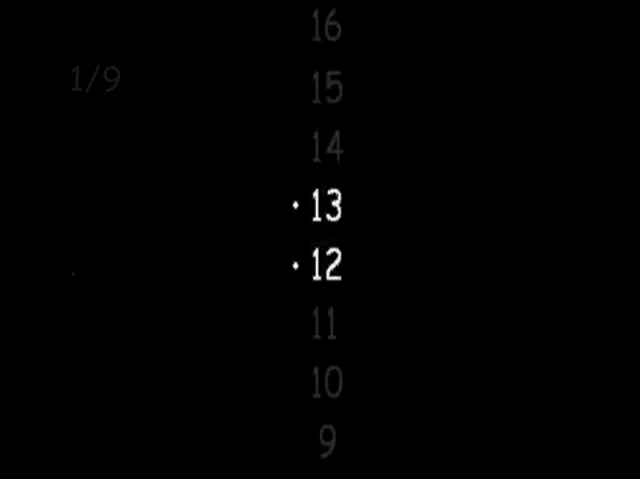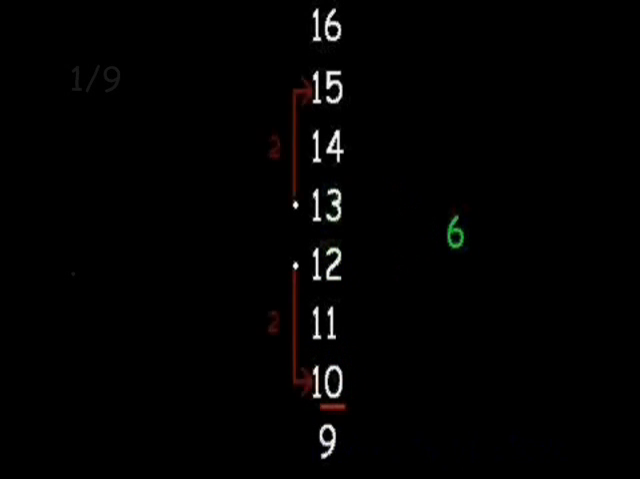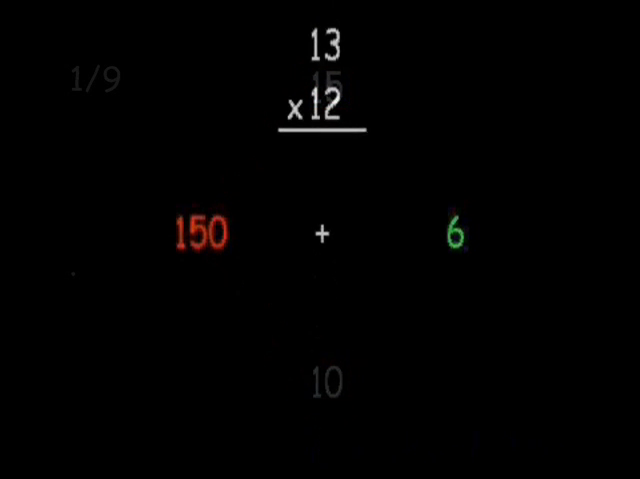First, picture your numbers on a number line. Picture how far away each number is from the closest 0 and multiply these together. So your green number is 6. You'll combine this with your red number, which you get by stepping out until that closest 0. So instead of 13 times 12, you solve for 15 times 10. So 13 times 12 is 6 more than 150.